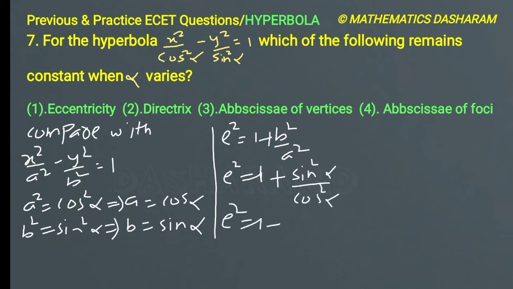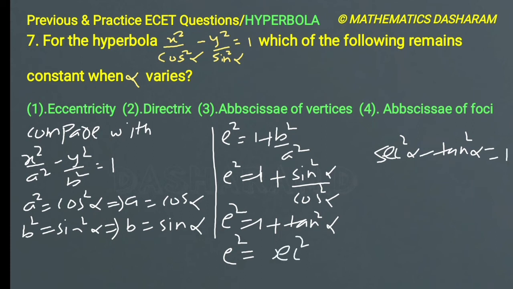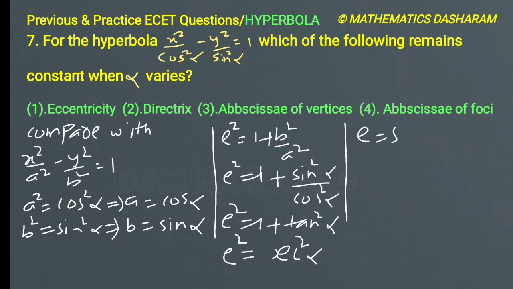e square equals 1 plus tan square alpha. We have one identity, secant square alpha minus tan square alpha equals 1. From this identity we can substitute secant square alpha. So then here we can cancel the square on both sides. Then what is the e value? e value is sec alpha.